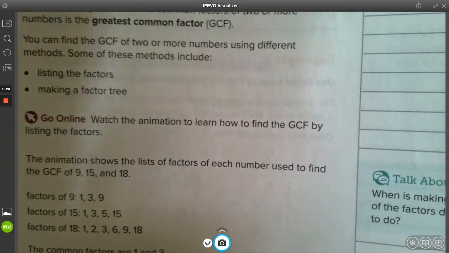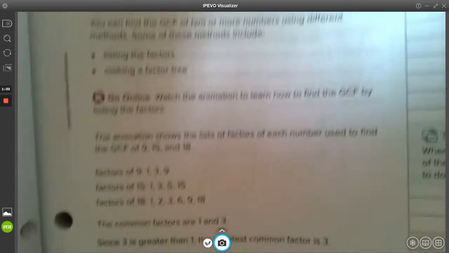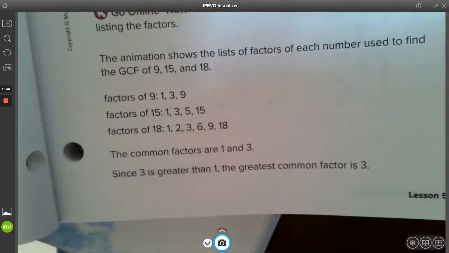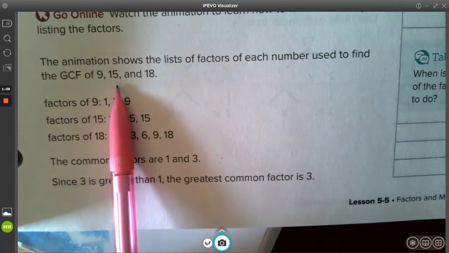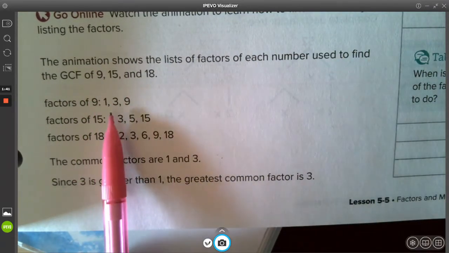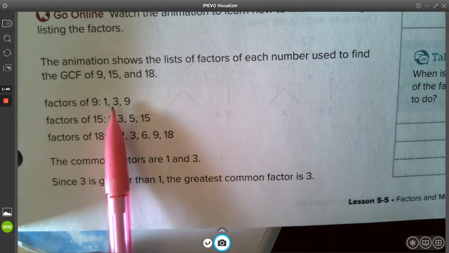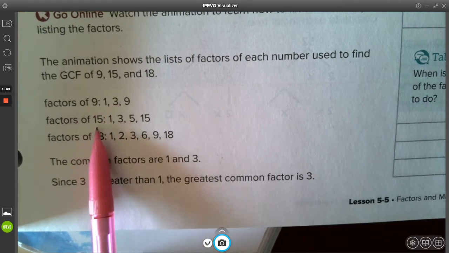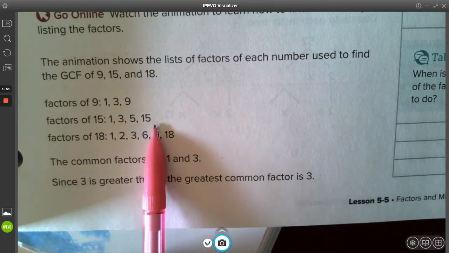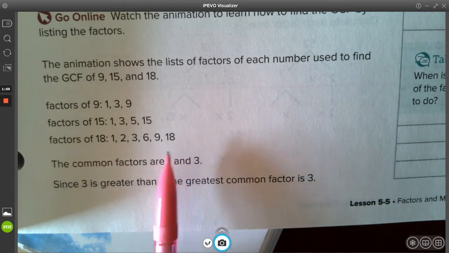We've done a couple of these, and you actually have a table of factors that you can use at any time. That's when we list. If we were finding the factors of 9, 15, and 18, we would list all the numbers that we would use to multiply to get to 9. So 1 times 9 or 3 times 3. Factors of 15: 1, 3, 5, 15. And factors of 18 are 1, 2, 3, 6, 9, and 18.